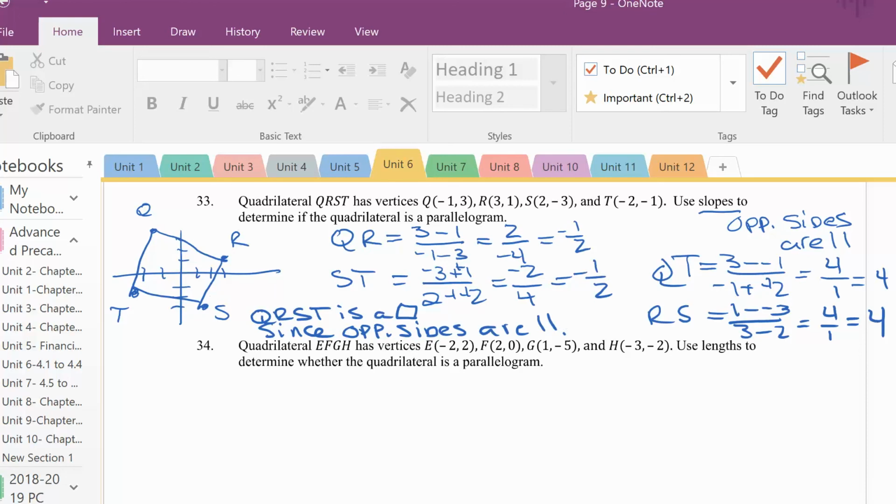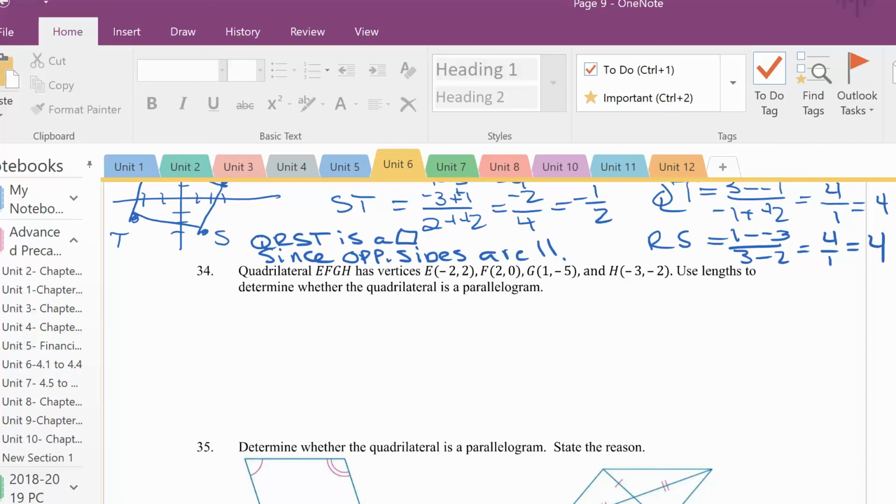All right. So next, it says use lengths to determine if it's a parallelogram. So same concept, except now we're going to use the distance formula. So E is -2, 2. F is 0, 2. G is 1, -5. And H is -3, -2.